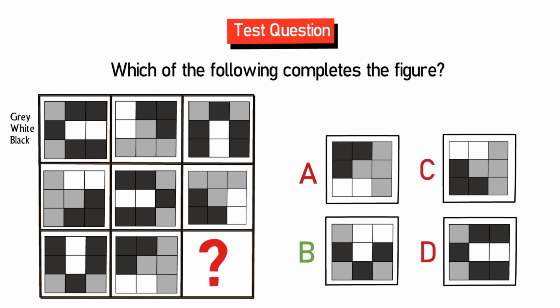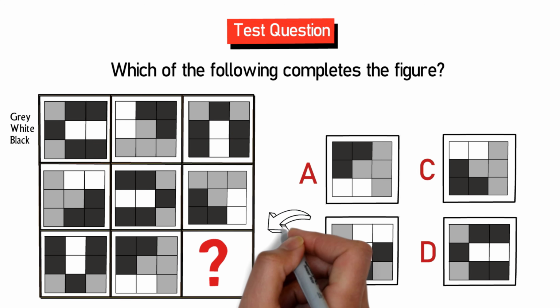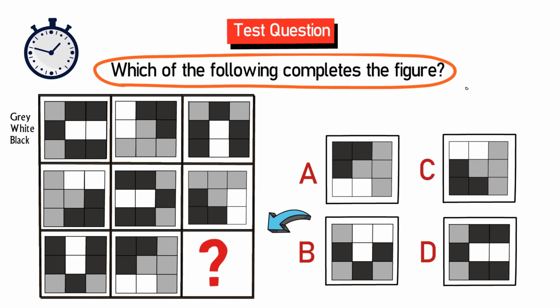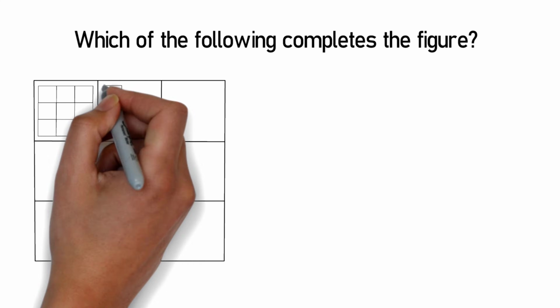Choices A, B, C, and D. And your goal is to determine which of the following shapes completes the figure. Take a close look and see if you can identify the missing item. Do you think you know the answer? Let's continue to see how we can get to the correct solution together.